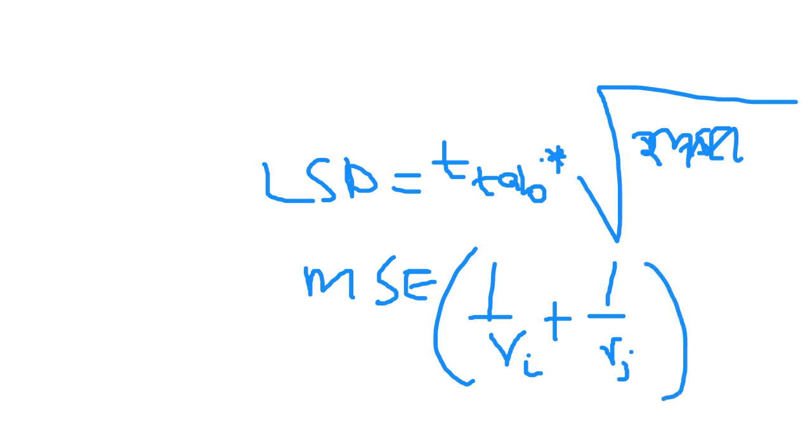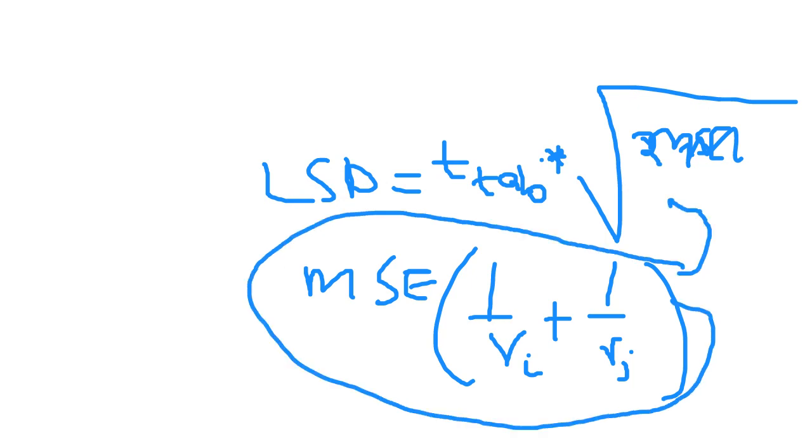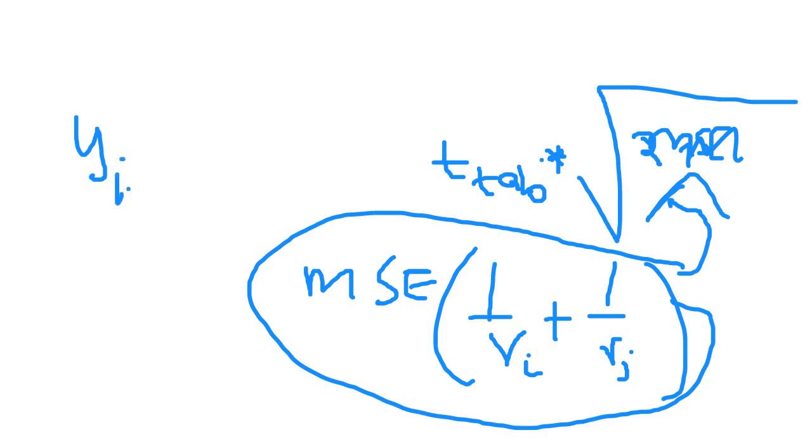So if it's the confidence interval, remember this part is inside the square root, right? So I can erase this. I can say yi dot minus yj dot plus or minus. There's the confidence interval, my brother.